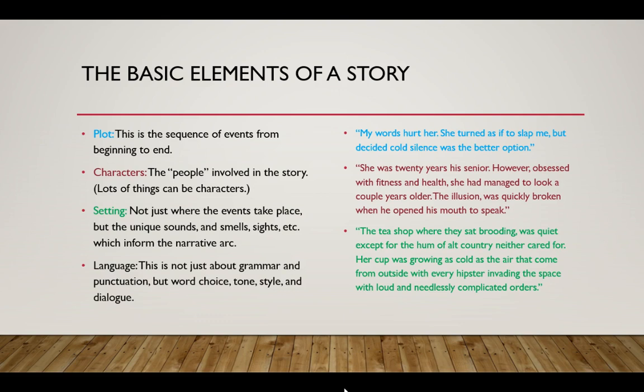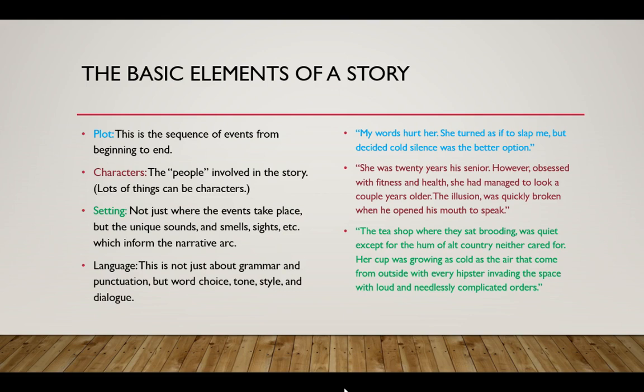Basic elements of the story. Obviously, a story has to have a plot. This is your sequence of events from beginning to end. A story has to have characters, the people that are involved in the story, and lots of things can be characters. In science fiction, all sorts of things are characters.